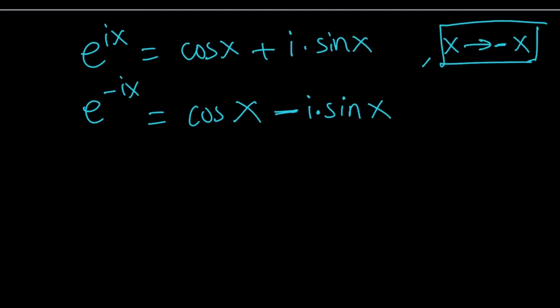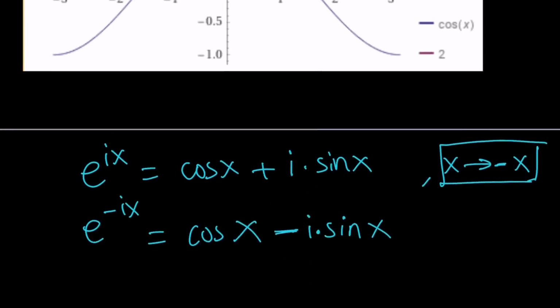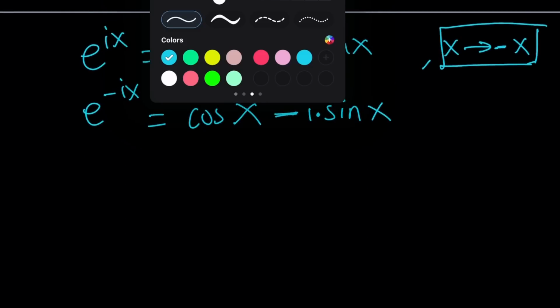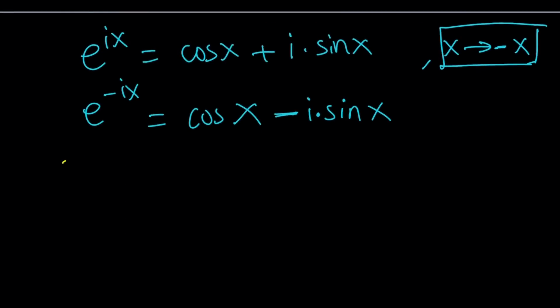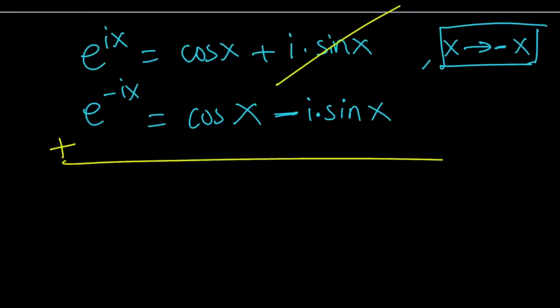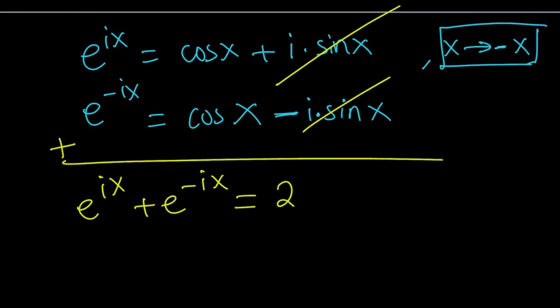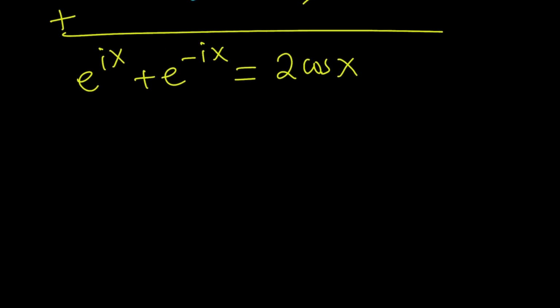So why did I write these? What does this have to do with cosine? Well, hopefully you can see what I see. Look at these equations very hard if you haven't seen it already. I have cosine x in both of them. And guess what? If I add these two equations, sine x with the i is going to cancel out, leaving us with something very clean. E to the ix plus e to the negative ix equals cosine x plus cosine x, which is 2 cosine x. And then divide both sides by 2, and you got a beautiful formula for cosine of x.